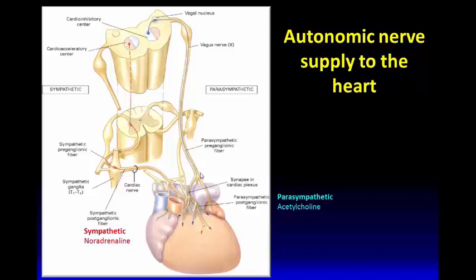Parasympathetic innervation innervates the atria, the sinoatrial node, the atrioventricular node, and the His-Purkinje system, with very, very little parasympathetic innervation to the ventricles. And most vascular beds in the body do not receive parasympathetic innervation. Only a very restricted number of vascular beds in the body receive parasympathetic innervation.